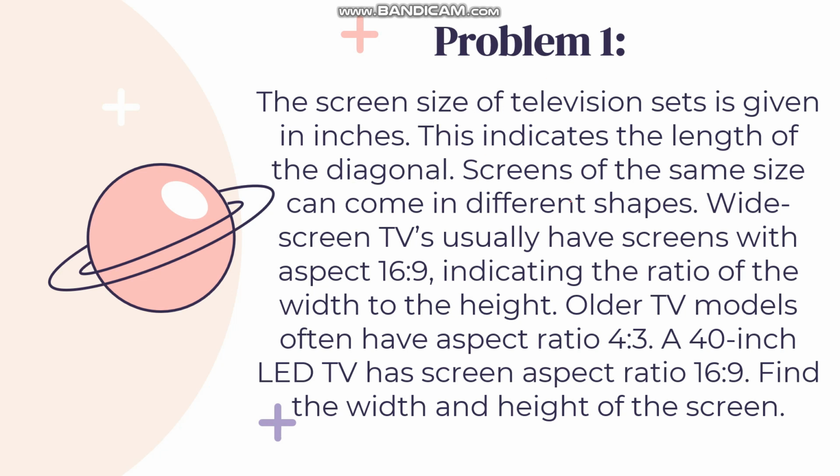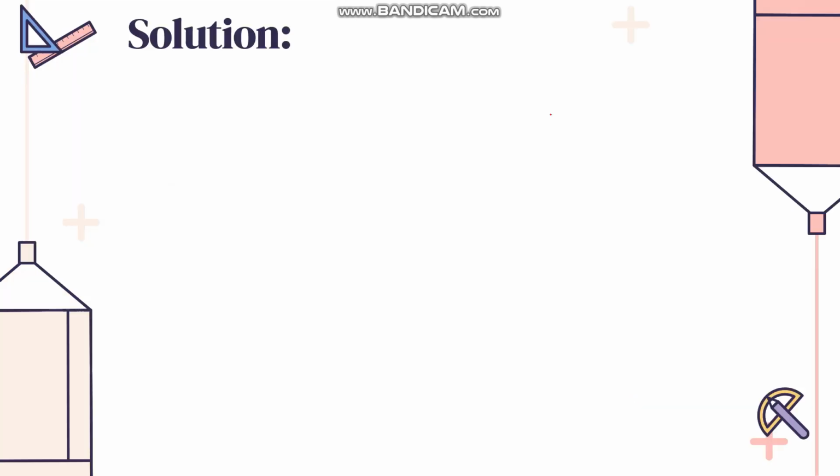So again, we're talking about television sets. I hope you are familiar with how they look, and with the television sets that we have these days, most of them already follow the aspect ratio of 16:9. Now, given that a 40-inch TV has an aspect screen ratio of 16:9, we have to find the width and the height of the screen. In order to solve this problem, we need to illustrate, just like how we do it with other word problems.